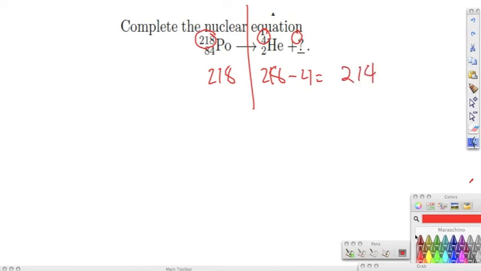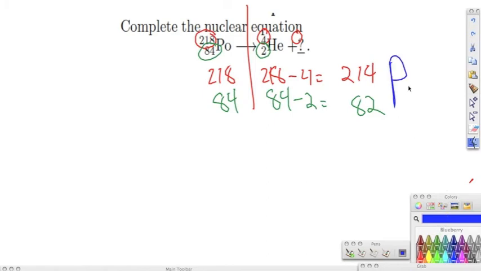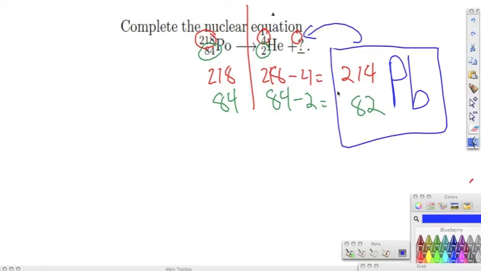Okay? Now, remember that the bottom numbers, the atomic numbers, also have to match. So over here we have a total of 84. Well, over here we need 84. So we already have 2, so 84 minus 2 is going to give me 82. And then since this is the atomic number, I look on the periodic table, I find 82, and I write down its symbol. And this is what would complete that nuclear reaction.